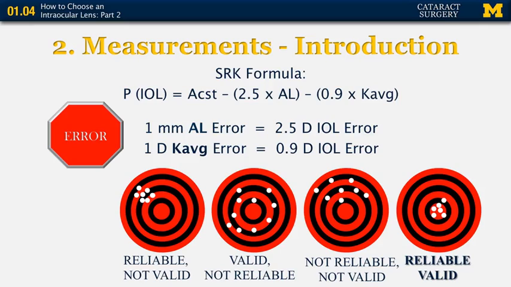Here we understand that the axial length holds more weight than your corneal power. However, more importantly, we see that garbage in equals garbage out. To optimize IOL selection, we want reliable and valid measurements, so that we have accurate measurements and accurate IOL calculation and selection.